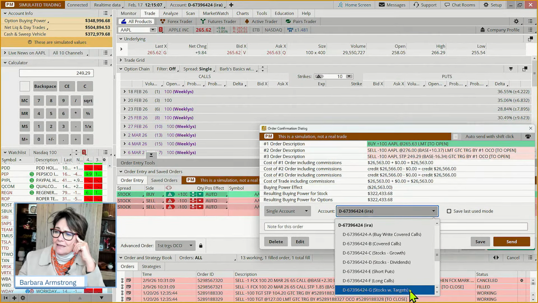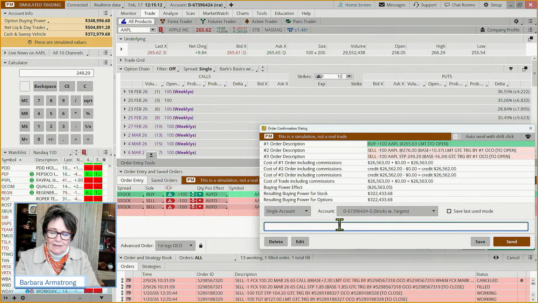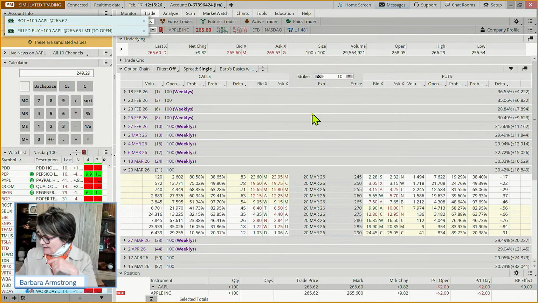So we're going to put that in our stock with a target, and then it's a trade to resistance. That's just a note from us to us. Okay, so that's Apple.